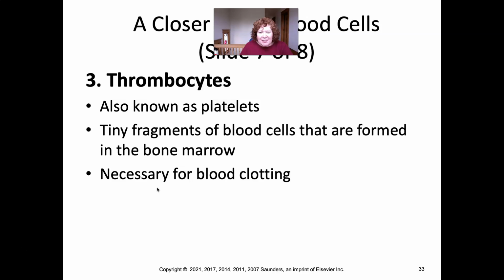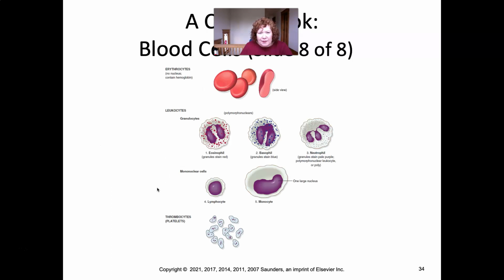Thrombocytes, those are your clotting cells known as platelets. They are tiny fragments of blood cells that are formed in the bone marrow, and they are necessary for blood clotting. And this is a good visual about the different cells, what their shapes and sizes are. You can see that thrombocytes are itty-bitty. I mean, not that blood cells aren't itty-bitty to begin with, but they're the smallest of the types of cells.